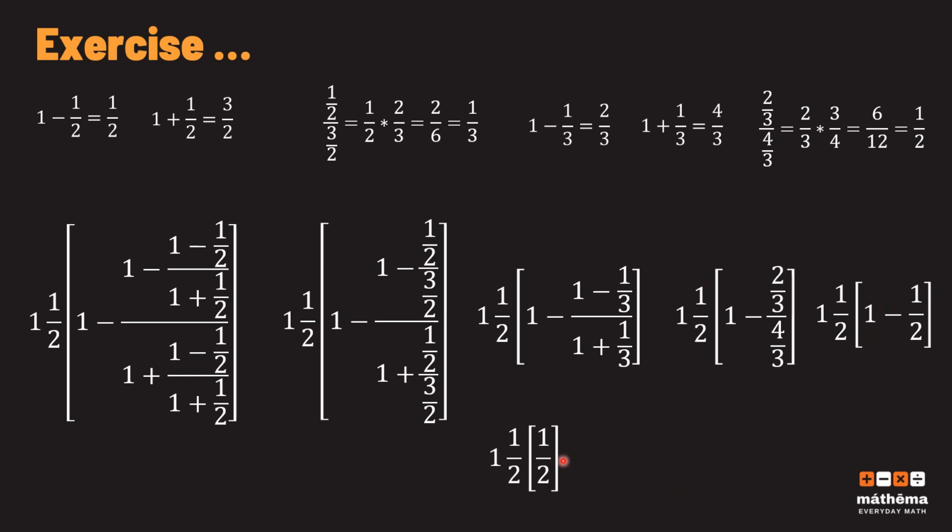So we will write 1 and 1 half times 1 half. Now, what is 1 and 1 half? That is just equal to 3 halves, right? And then multiply it by 1 over 2 or 1 half. 3 times 1 is 3. 2 times 2 is 4. Therefore, our answer is just 3 over 4 or 3/4. So this entire thing is just 3 over 4 or again 3/4.